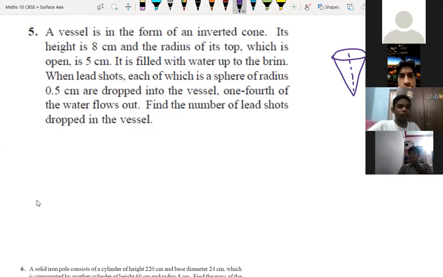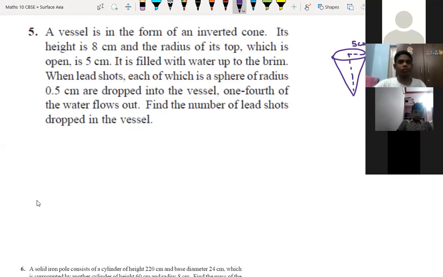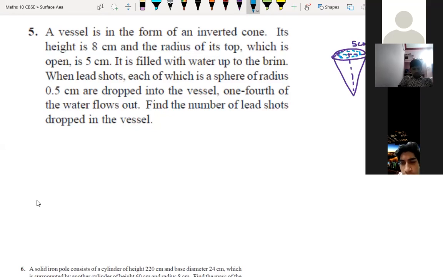And the radius of its top, which is open, is 5 centimeter. It is filled with water up to the brim. Brim means filled all the way up to here, full. It is full of water. This complete cone is full of water.